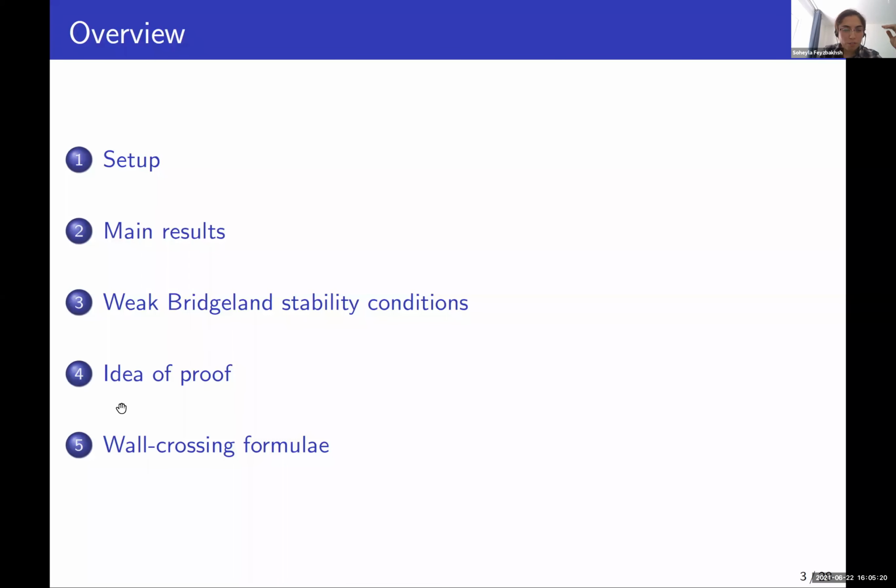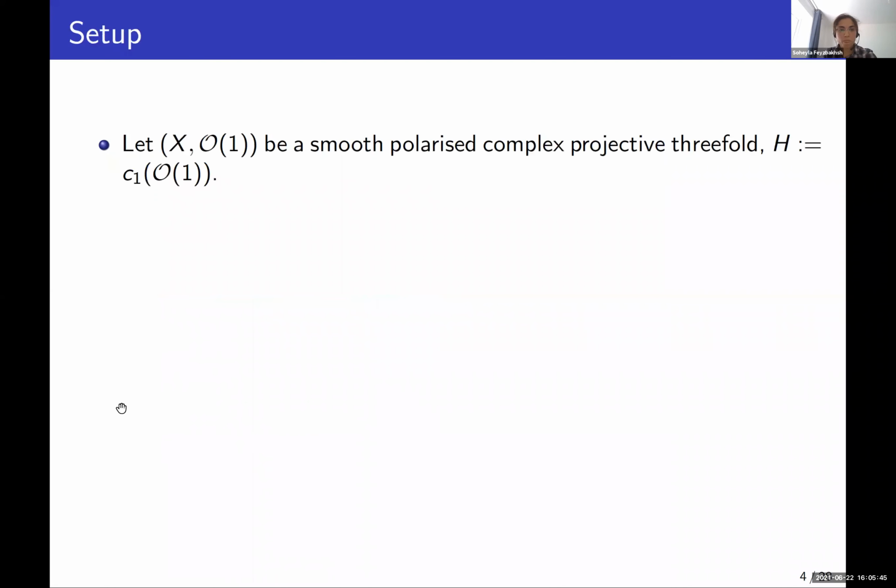I will first fix my setup and explain my main result. As I said, to prove the result we use weak Bridgeland stability conditions. So I will quickly explain what this notion of stability conditions is and what wall crossing means with respect to this notion, then explain the idea of the proof, and finally explain the wall crossing formula that we obtain from wall crossing with respect to weak Bridgeland stability conditions.